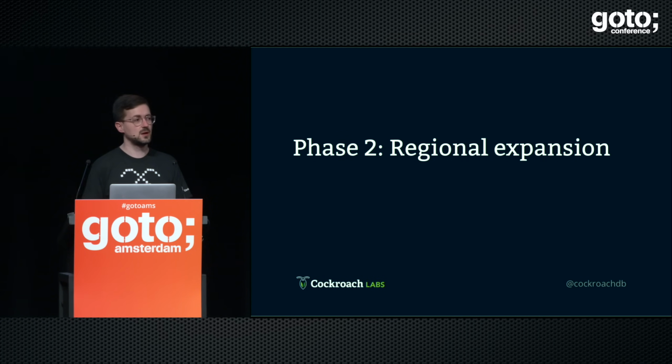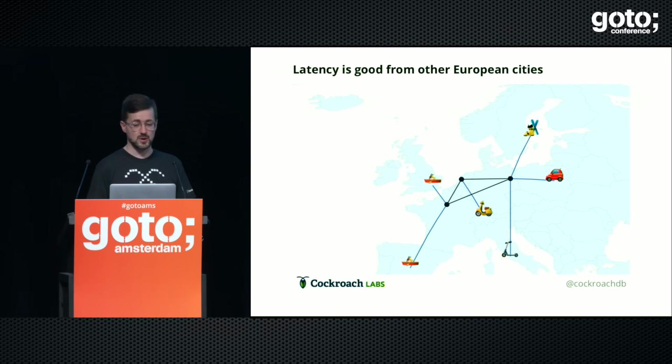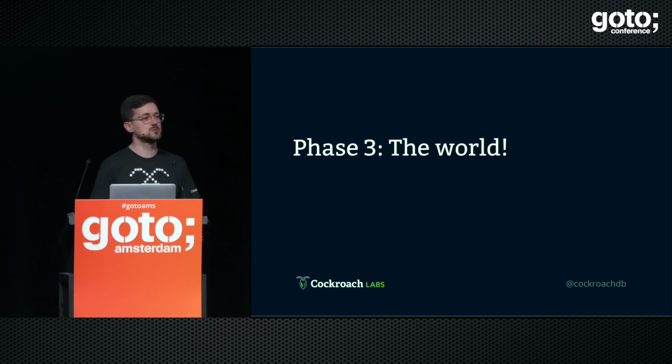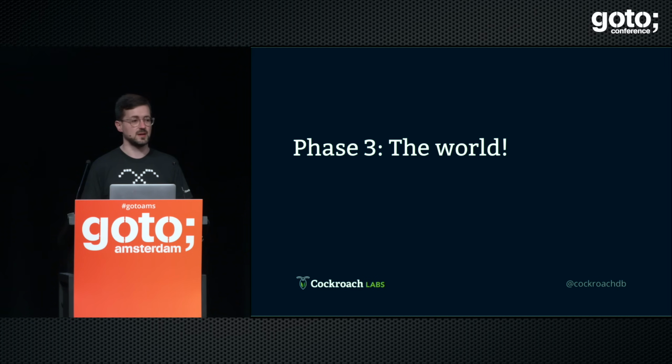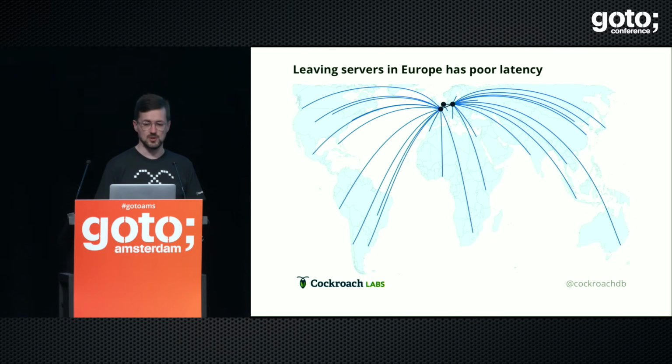In the next phase, Mover expanded into more cities. So starting out elsewhere in Europe, the latency is pretty good from Stockholm, Rome, Madrid, anywhere else in Europe. It's pretty good latency just within the region. But when you expand further out to the rest of the world, then things start to get more complicated, because now you have the speed of light coming back into the equation.